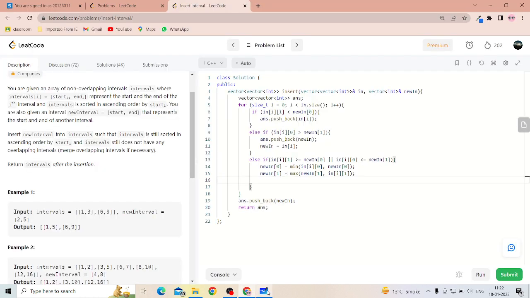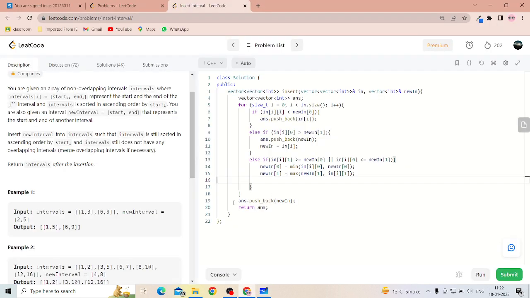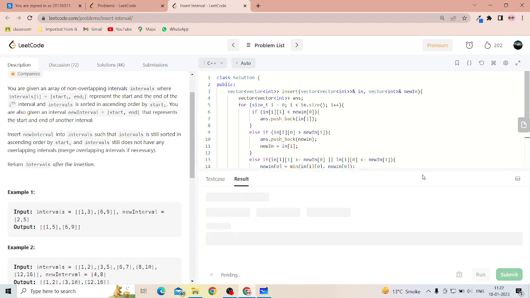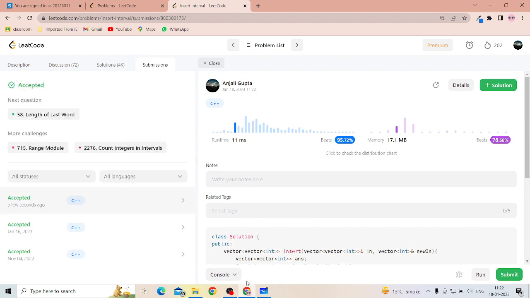Now I will go out of the loop. Now for loop will end. But I have left with one new interval. So at last I will store this new interval in the answer, and I am returning the answer. I can submit the code. So it is submitting successfully. Thank you.